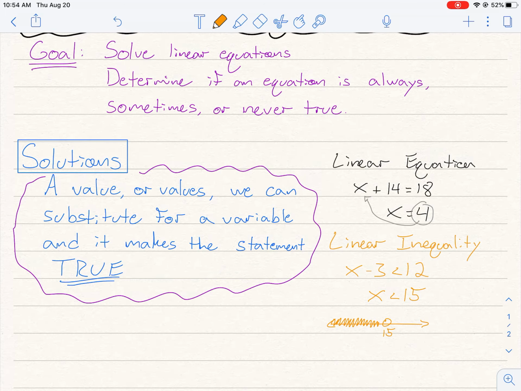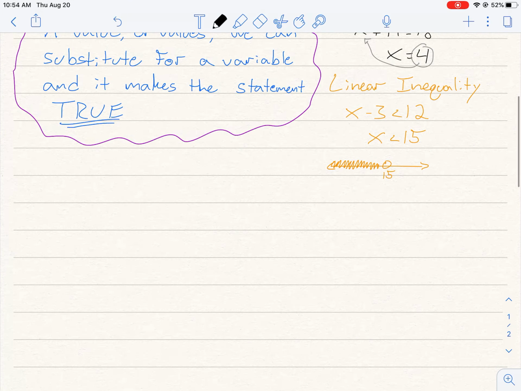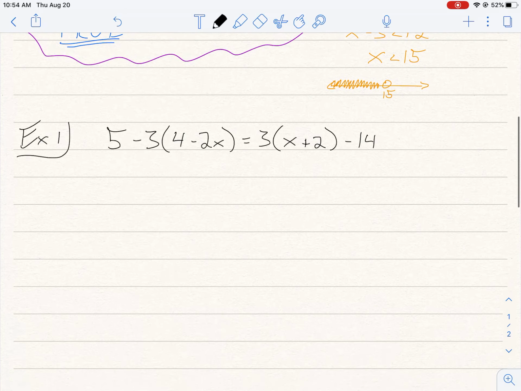So let's look at a couple examples as far as linear equations that we will come across. So our first one here, we'll call this example 1. The problem is 5 minus 3 times the quantity 4 minus 2x is equal to 3 times the quantity x plus 2, plus, minus 14. So do this for me. Pause the video here, try this problem on your own, and then when you finish, see what I'm going to get. I'll give you a second.